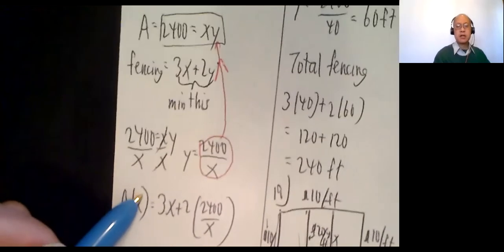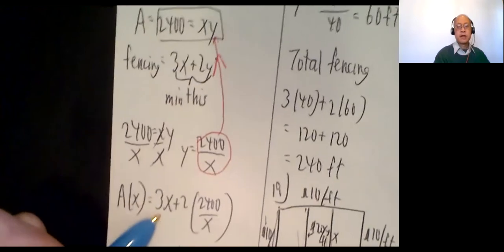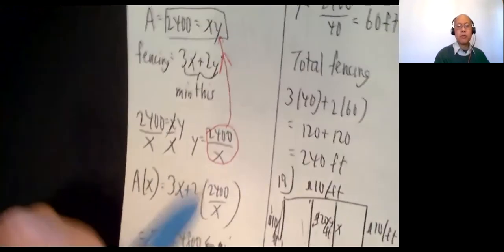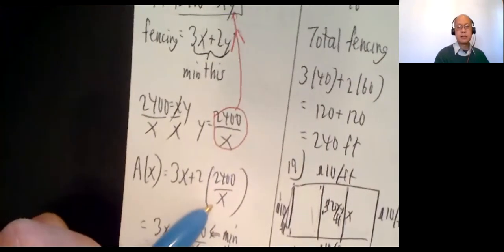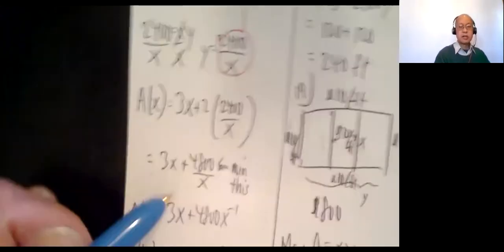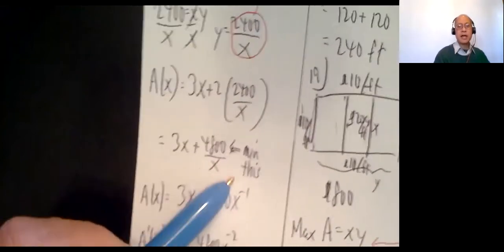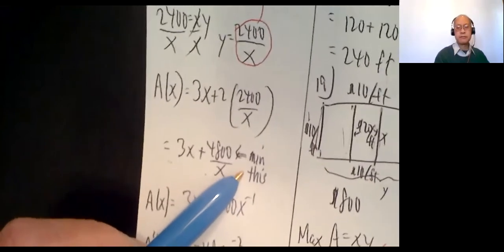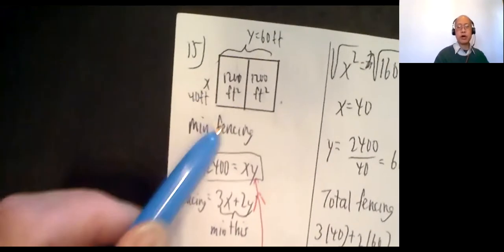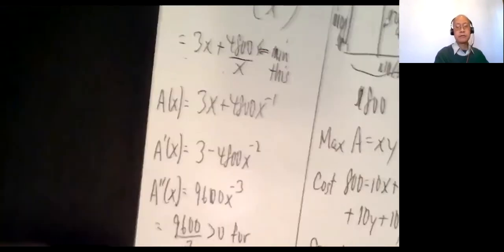So the fencing function, I'll now call it A of X, is 3X plus 2Y. Here's Y. Y was 2,400 over X. So it's 3X plus 2 times 2,400, 4,800 over X. And that's what I want to minimize. And naturally, for this kind of word problem, X and Y should both be positive. There's no such thing as negative distances, right?